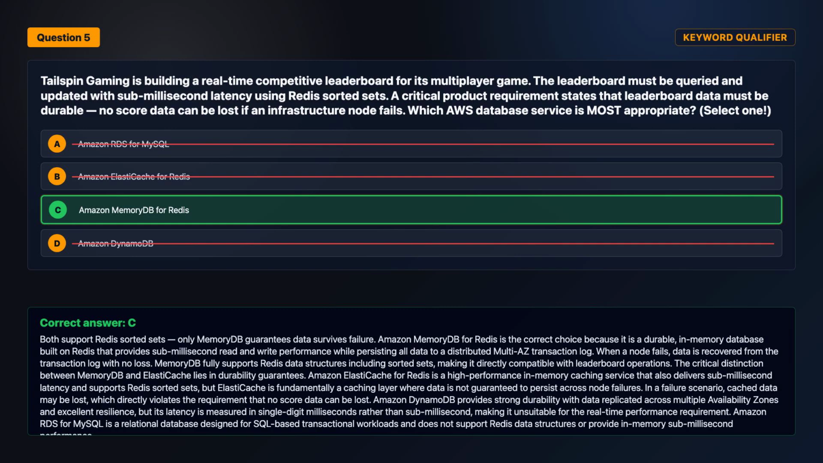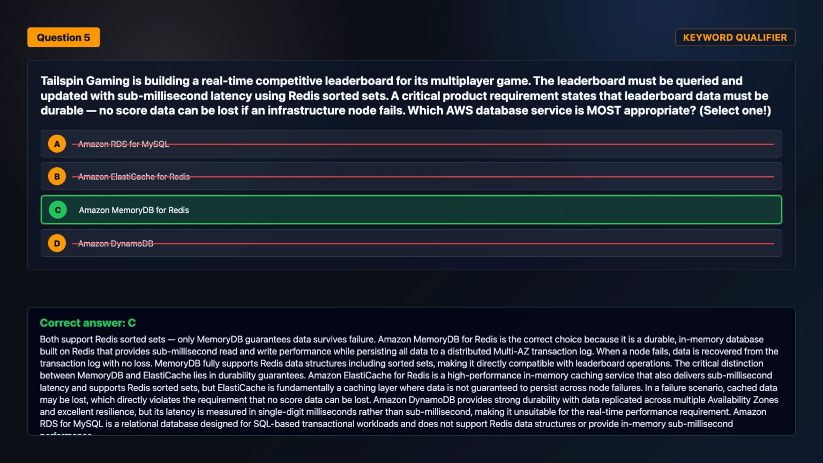Select one. Review the answer choices on screen. The correct answer is option C. Both support Redis sorted sets, only MemoryDB guarantees data survives failure. Amazon MemoryDB for Redis is the correct choice because it is a durable, in-memory database built on Redis that provides sub-millisecond read and write performance while persisting all data to a distributed multi-AZ transaction log. When a node fails, data is recovered from the transaction log with no loss. MemoryDB fully supports Redis data structures including sorted sets, making it directly compatible with leaderboard operations.